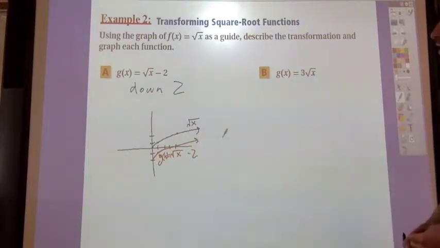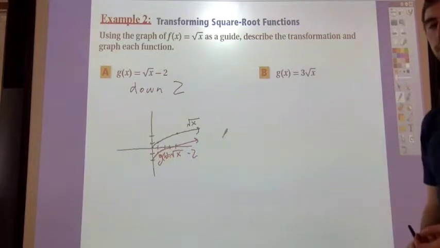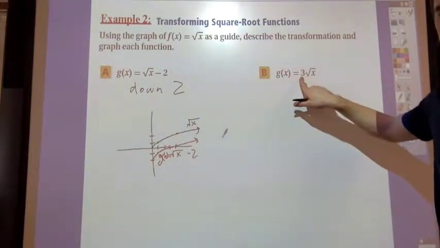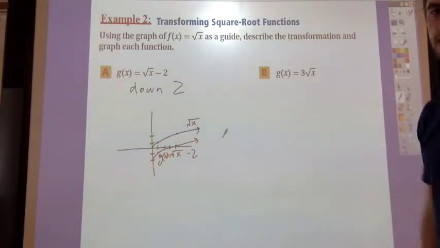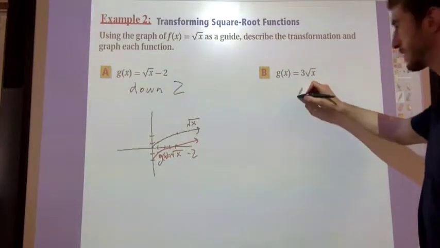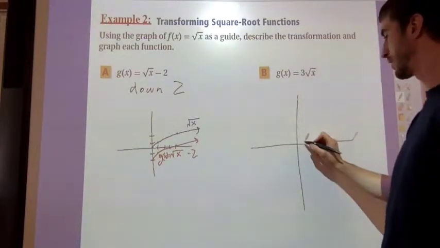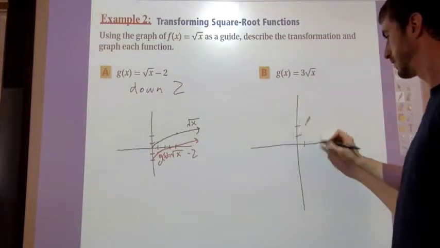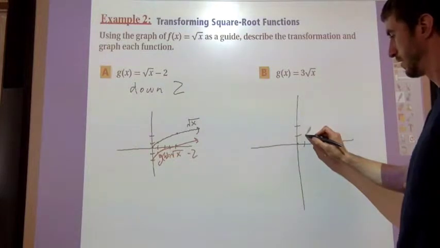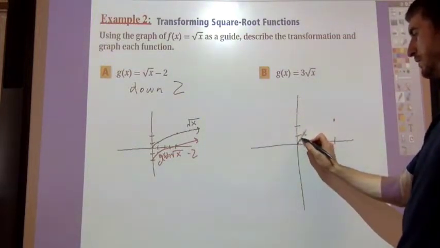This one, we've got g of x equals 3 times the square root of x. What kind of transformation is this? There's a 3 multiplied by the whole thing, so that means it's a vertical stretch of a factor of what? If you said 3 in your head, you are correct. So, what I'm going to do is graph the parent function first. See how fast we're getting at these? We already know the points we need to plug in.